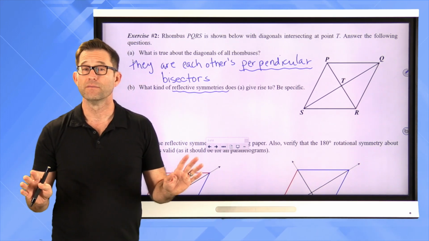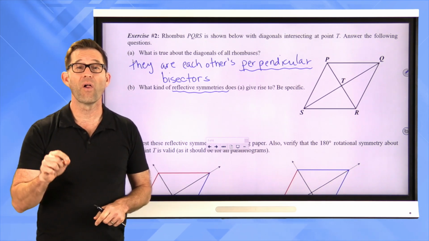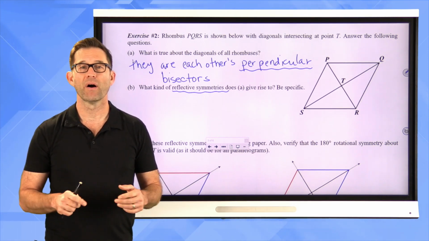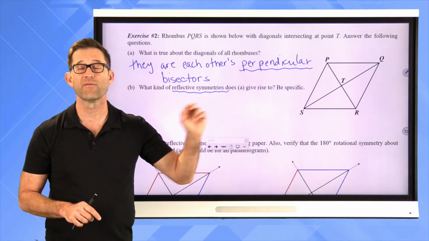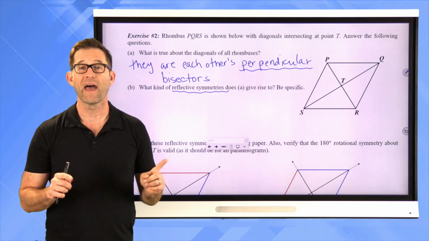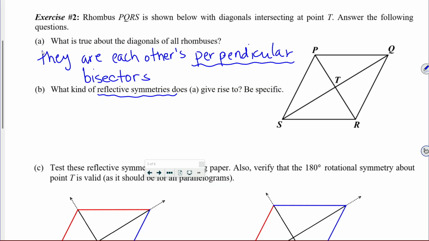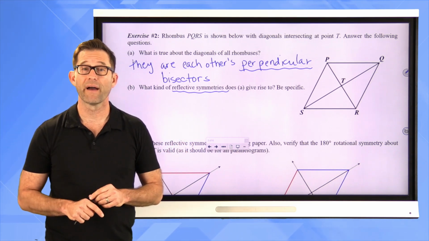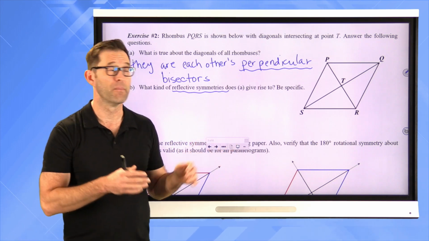Now again, reflections across lines are all about perpendicular bisectors. So pause the video now and see if you can explain what kind of reflective lines of symmetry we get based on letter A. All right, well, it's plain and simple. Both diagonals will be lines of reflection or reflective symmetry in a rhombus.